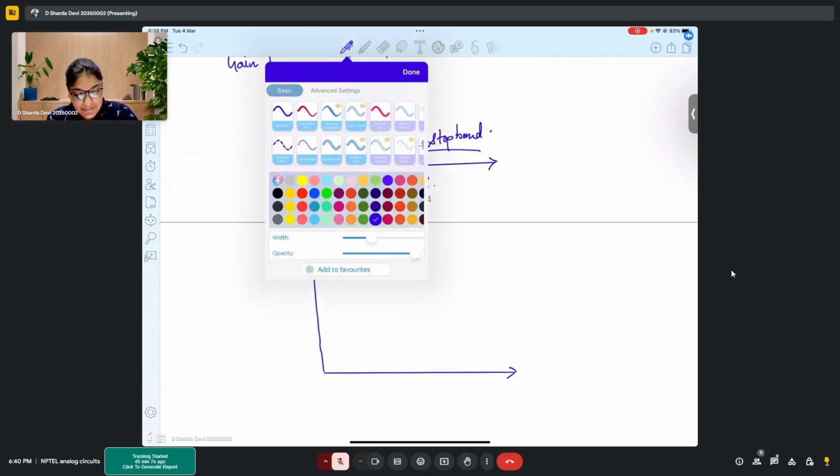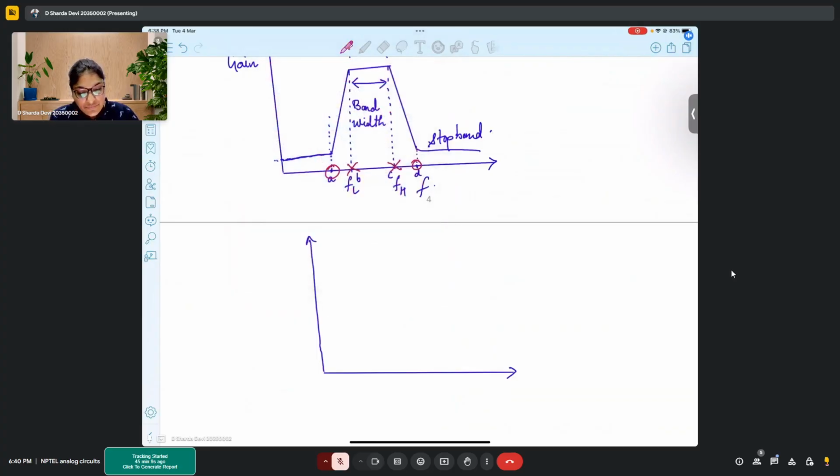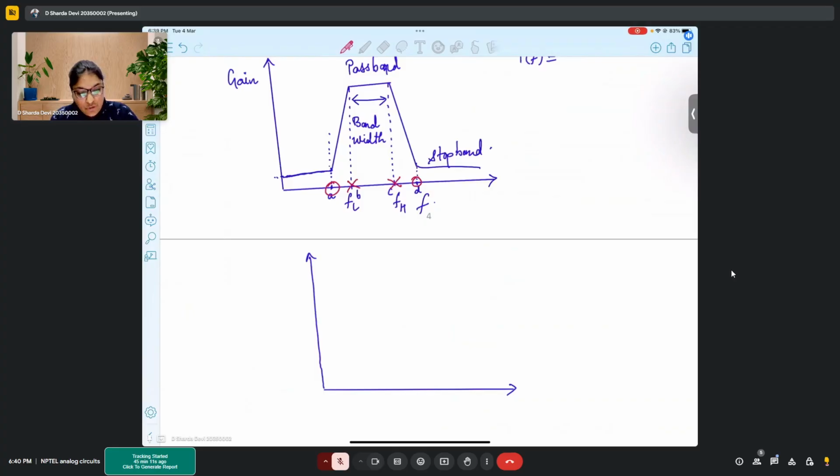Now, how will that happen? See, first of all, to obtain this A to B region, it is similar to that of a high pass filter profile, right? So it's like this, then we have a slope and then this. So this is my high pass filter, correct?